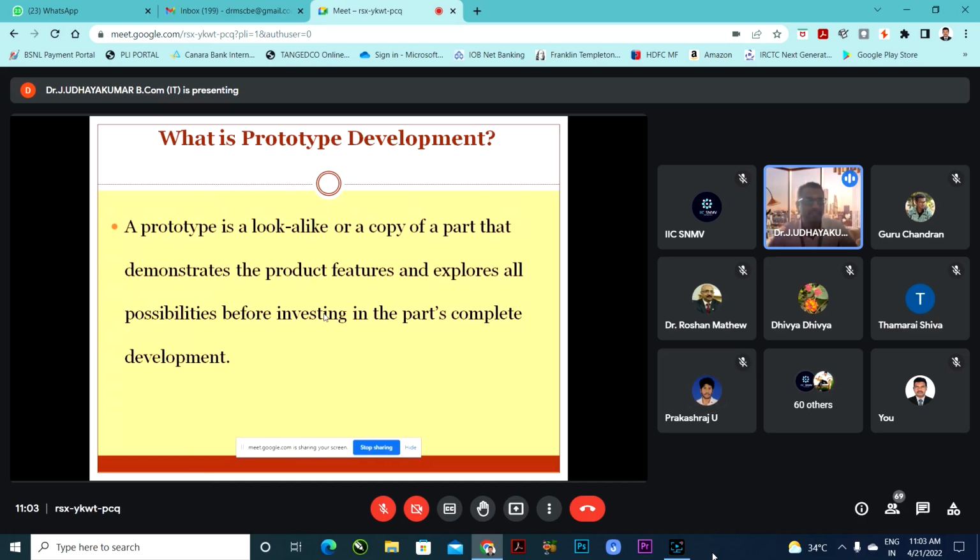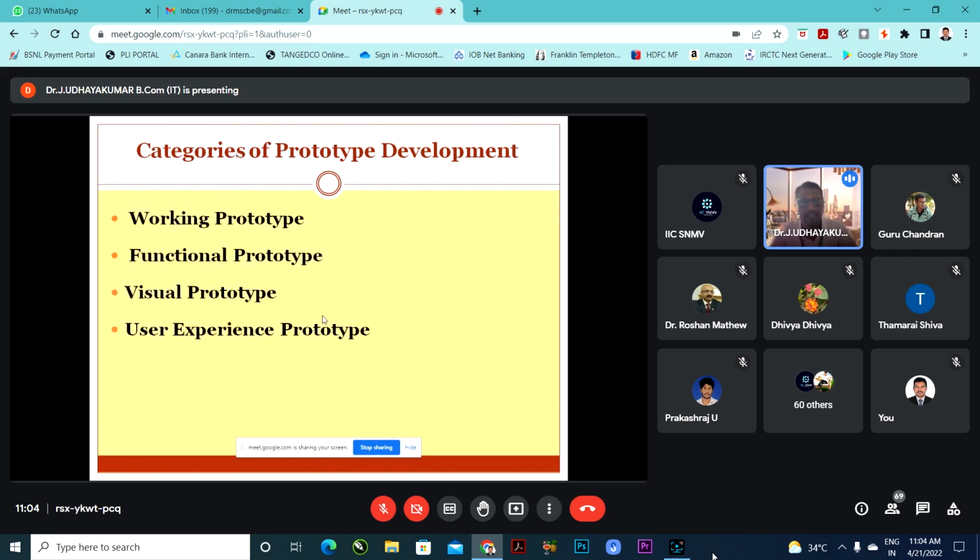Prototype development is like a copy of a part that will demonstrate the product features and explore all possibilities before investing in complete development. A prototype can range from a detailed drawing with pen and paper to a full working version of the product. Therefore, prototype development is simply a series of processes that the manufacturer uses to produce the prototype. Many also refer to prototype development as prototype manufacturing.